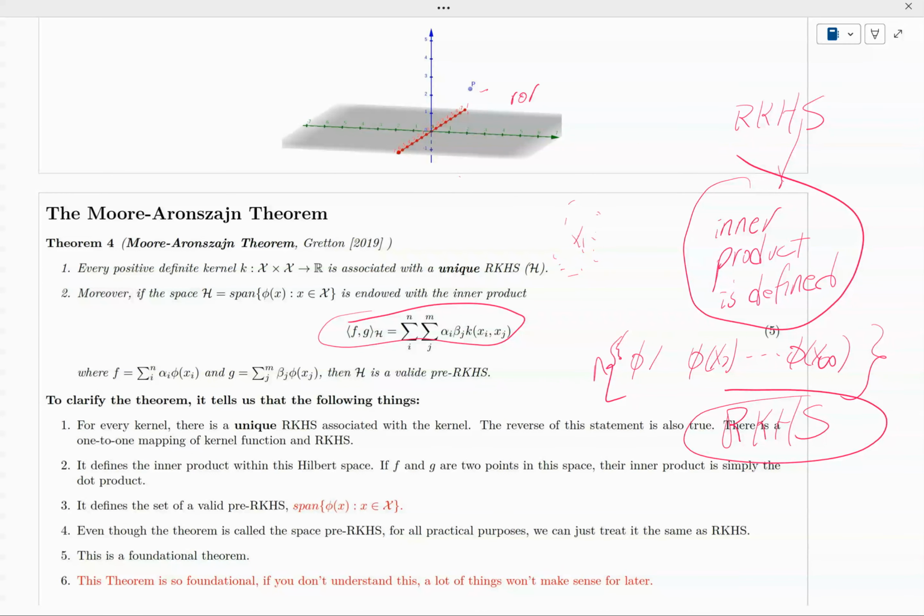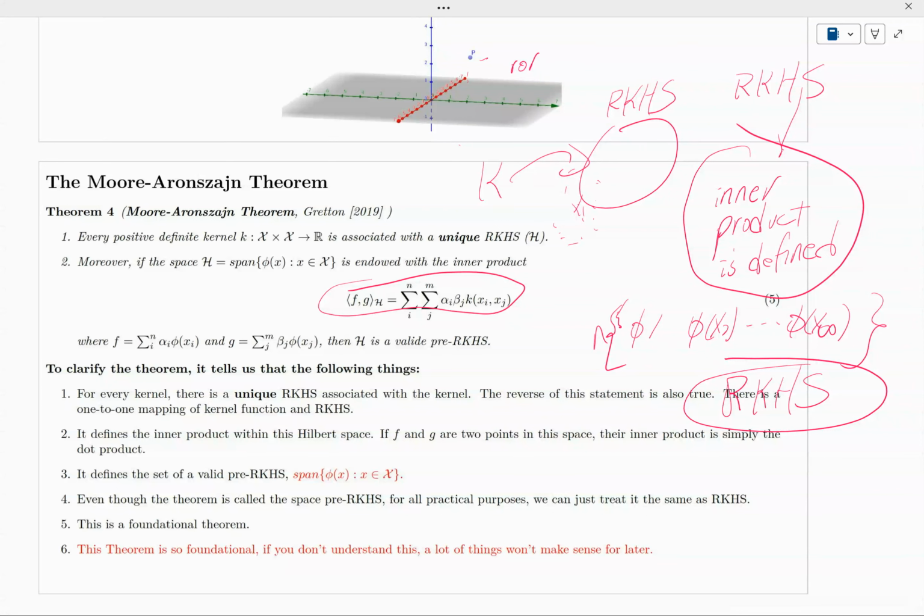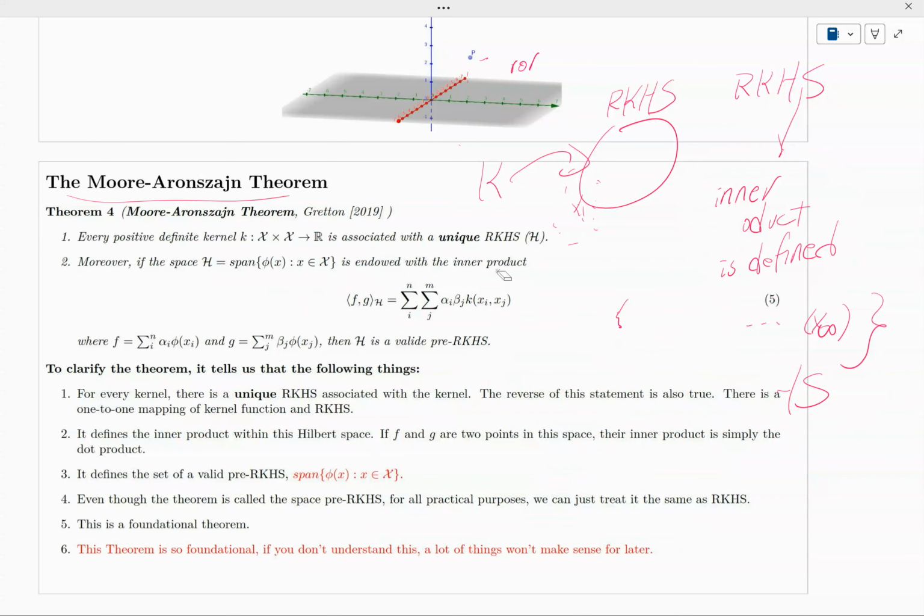So there are basically three things. Every single kernel is associated with its own RKHS function space. Second, Moore-Aronszajn tells us how to visualize this function space. Basically, we take every single data from the data space, map it to the function space, so you have lots and lots of vectors. The span of those vectors is what quantifies the RKHS. Okay? Now, here it calls a pre-RKHS in the theorem, but for our purpose, don't worry about the difference between pre-RKHS and RKHS. Just treat them exactly the same. Don't worry about that.